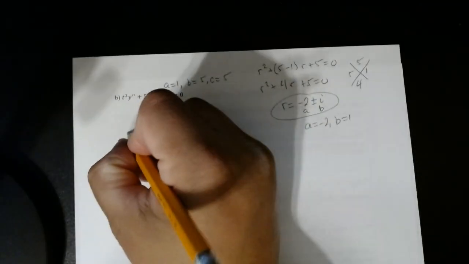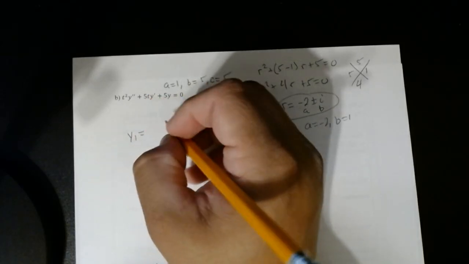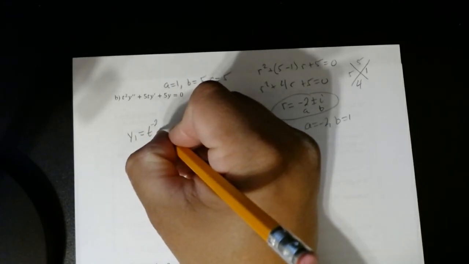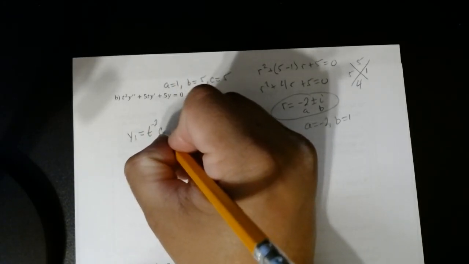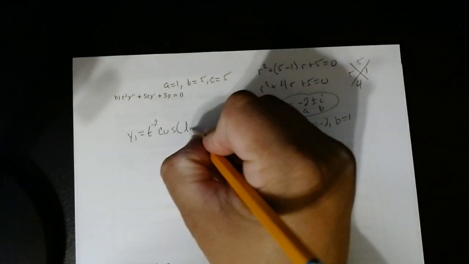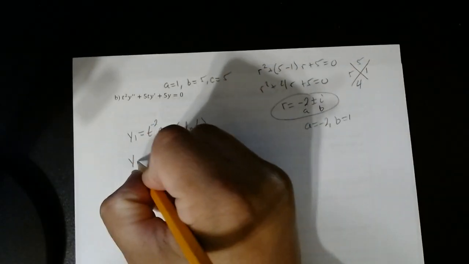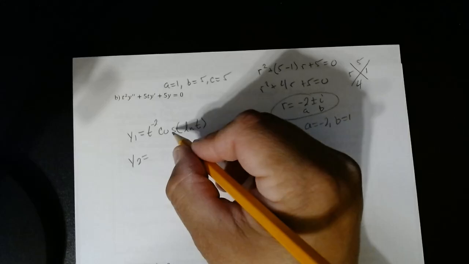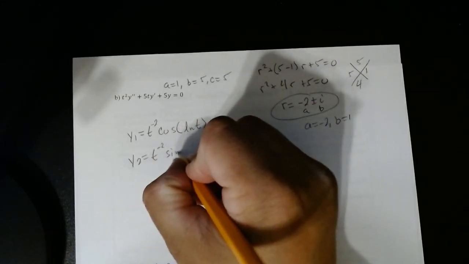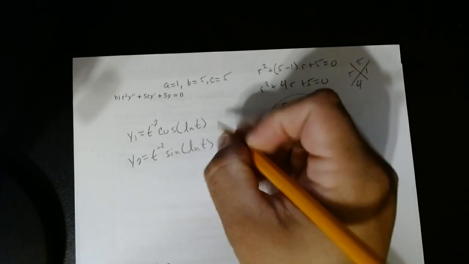So my first one is t to the negative 2 power times cosine of b, which is just 1, so it'll be ln of t. And the second one is just a copy-paste, but instead of cosine it's just sine. And there we go.